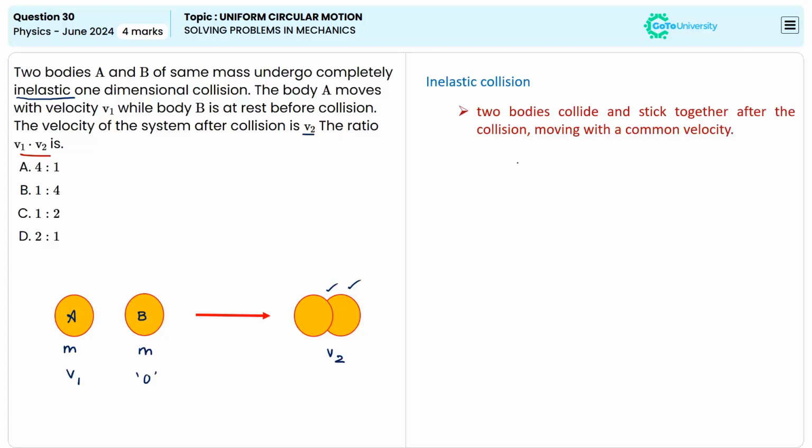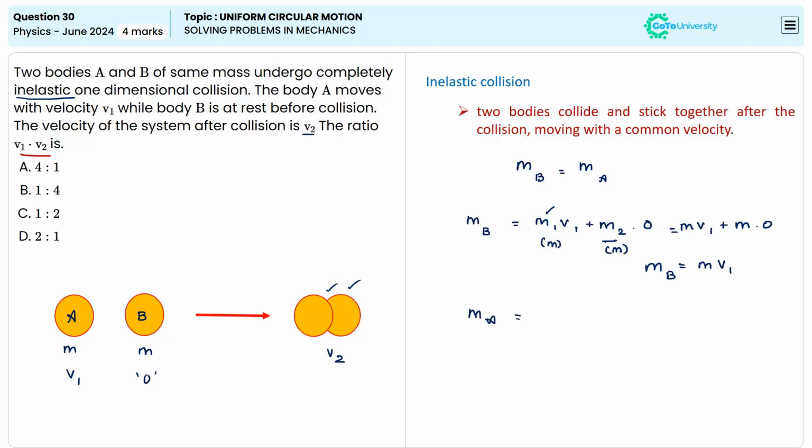So the total momentum before collision will be equal to the momentum after collision. The momentum before collision will be equal to m1 v1 plus m2 times 0, where m1 represents the mass of object A. We said both have the same mass, so we can write m v1 plus m times 0, which means the momentum before collision is equal to m times v1. Similarly, we can calculate the momentum after collision.